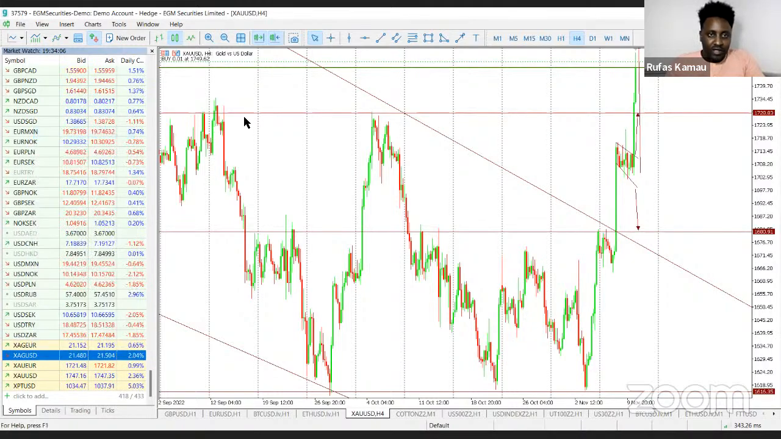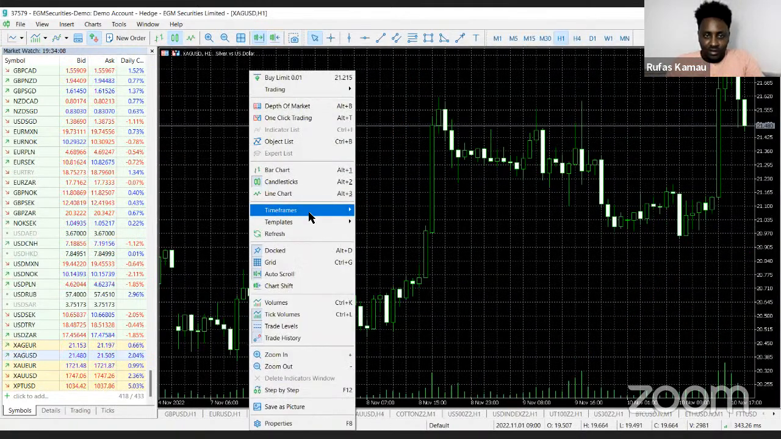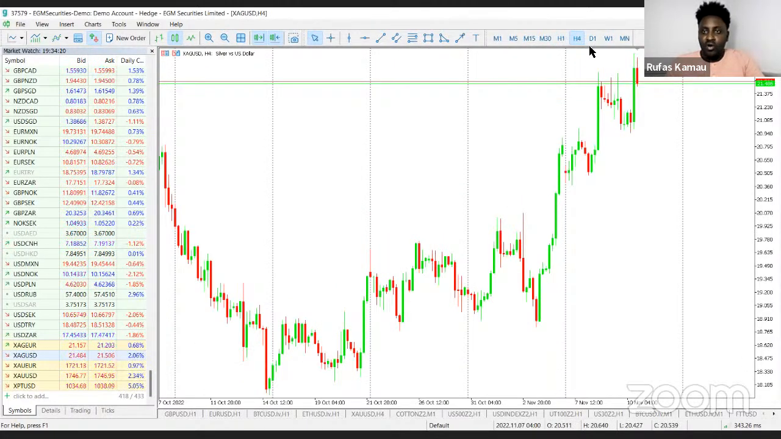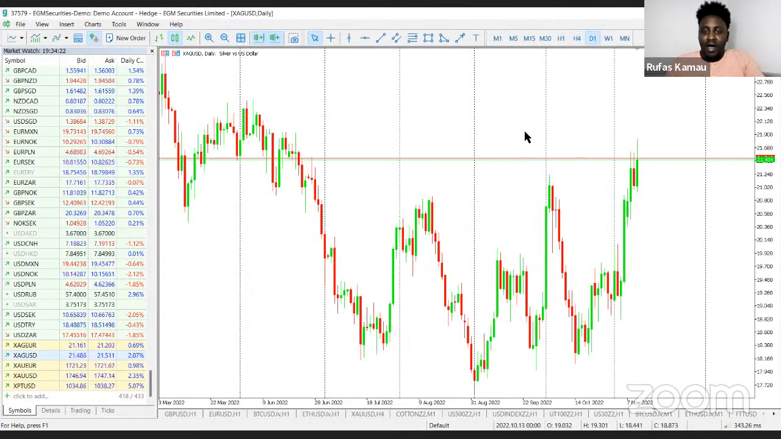So the symbol for silver is XAG. And as you can see, a similar thing: a spike, sideways movement, spike, sideways movement, and then another spike. So if you go to the 4-hour chart, there is very strong upwards momentum in silver.